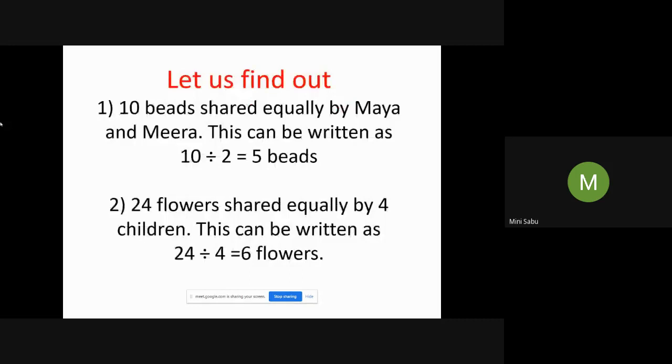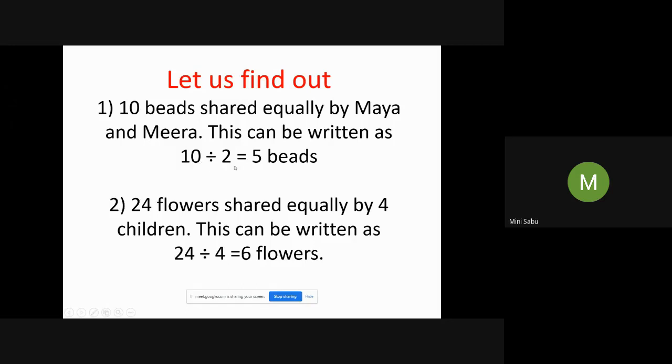Some questions are for you. Let us find out how this can be solved. Question 1 is, there are 10 beads and they are to be shared equally by Maya and Meera. This can be written as, that means here Maya and Meera are there, number of children 2 and number of beads 10. So when we do equal sharing, we have to divide. This is what we have learned through the video as well as through the worksheet.